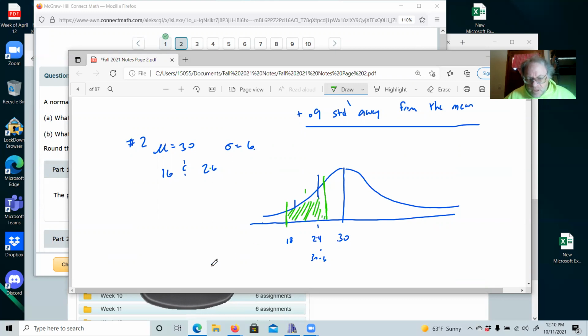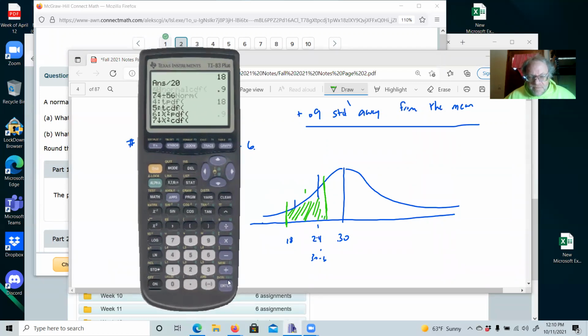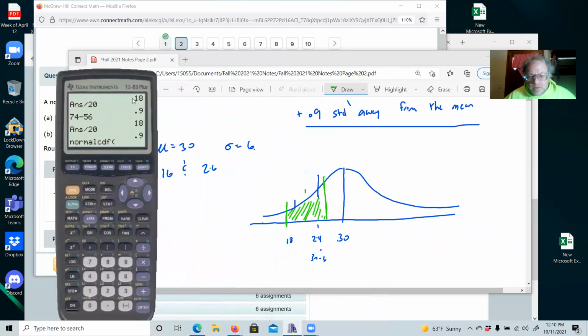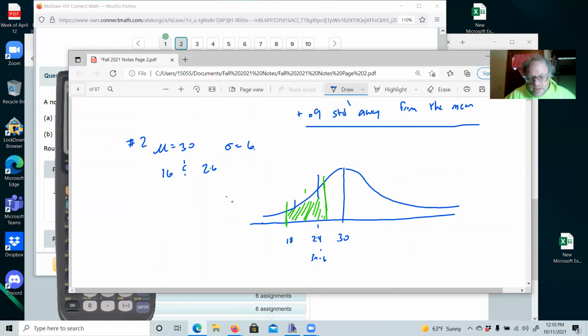What's the calculator going to tell us? We're going to go to second function, distributions, down to norm CDF. Now, what's our low number? Oh, I didn't want 18, I wanted 16. Let's change that to a 16. Where did that 18 come from? My imagination. Okay, same thing. The upper number is 26.